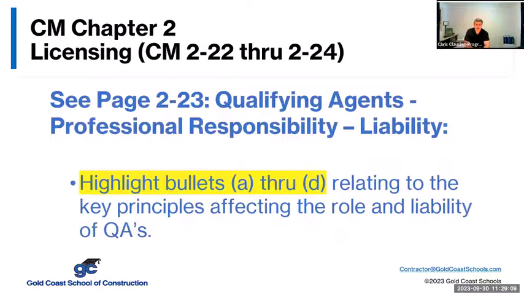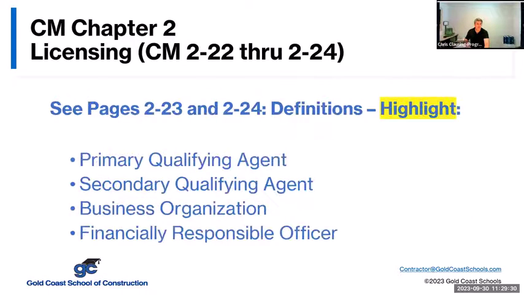See page 2-23. Do you want to highlight the bullets A through D? That's going to be relating to the key principles affecting the role and liability of the qualifying agent. I like that little summary. I think that's very good. Pages 223 and 224, you want to highlight the primary qualifying agent. These are definitions: the secondary qualifying agent, the business organization, and financial responsible officer. Again, this is a really good summary of what we've already discussed.